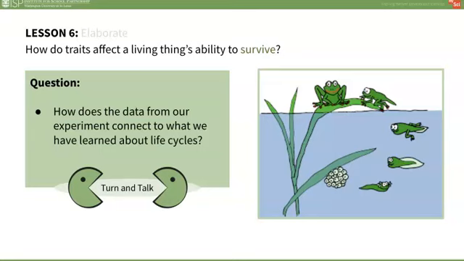Next, ask students, how does the data from our experiment connect to what we have learned about life cycles? Allow students to think, pair, share. The students may respond that the toothpick organisms that were easily seen would not survive, and possibly could not make new toothpick babies, so they could not complete their life cycle.